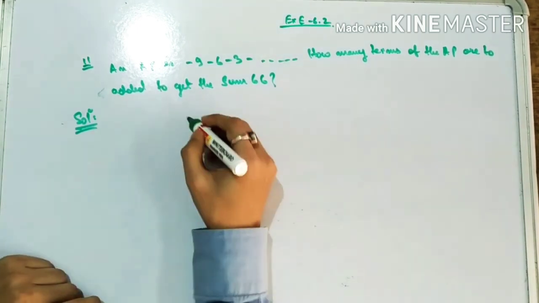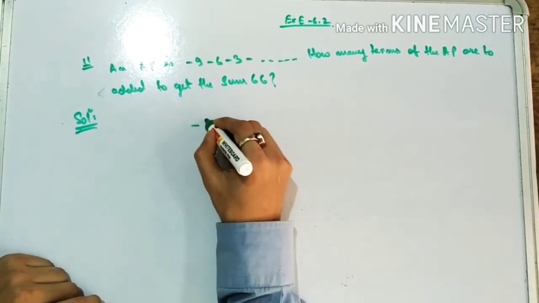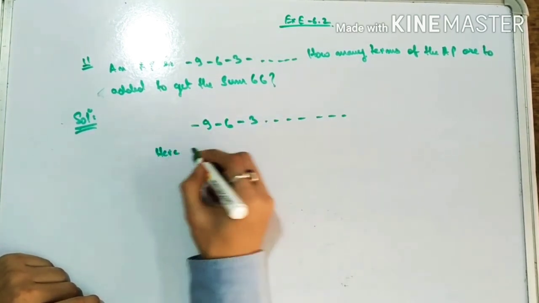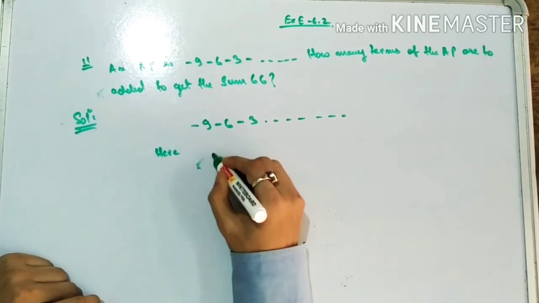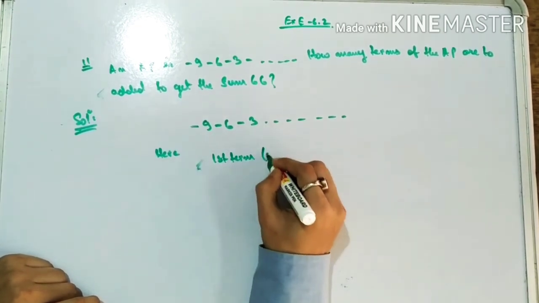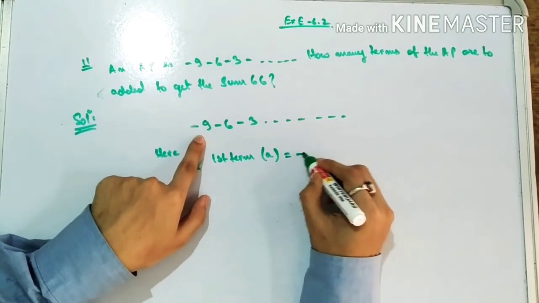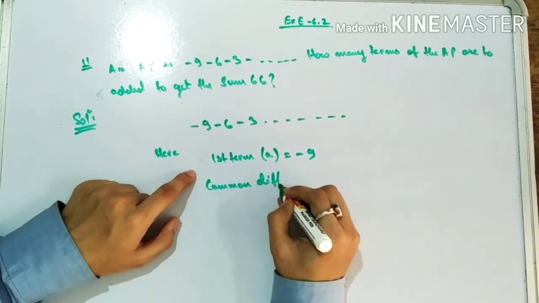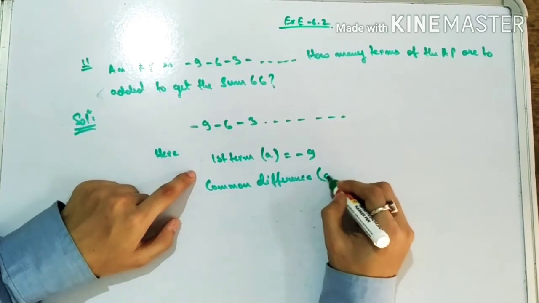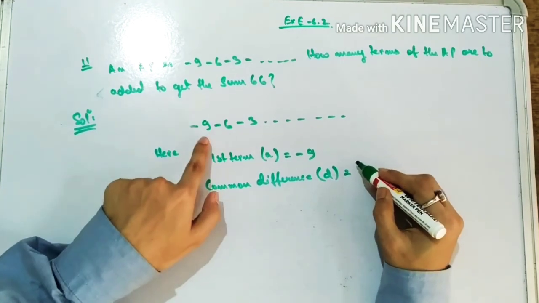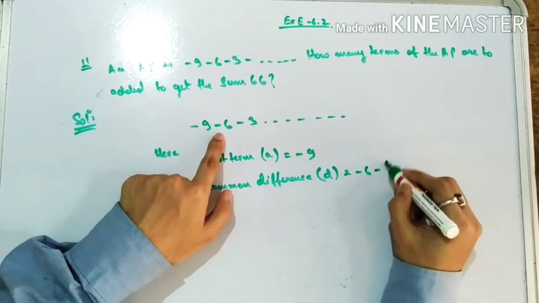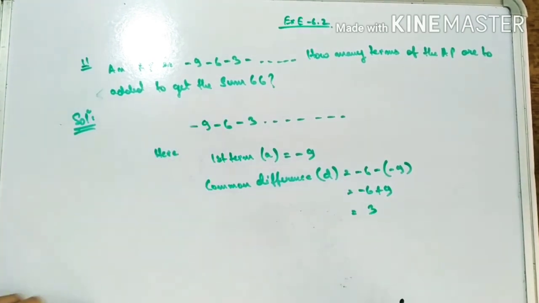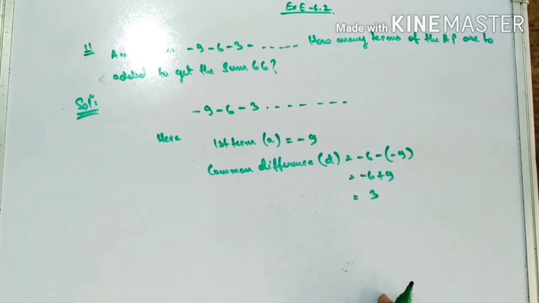Okay, so first of all, I will write the AP, which is -9, -6, -3, dot dot dot. In this AP, the first term is what? -9. First term is -9. And then the common difference. What is the common difference? Common difference is second term minus first term, which is -6 minus -9, which is -6 plus 9, I will get 3. Yes, common difference I got, it is 3.